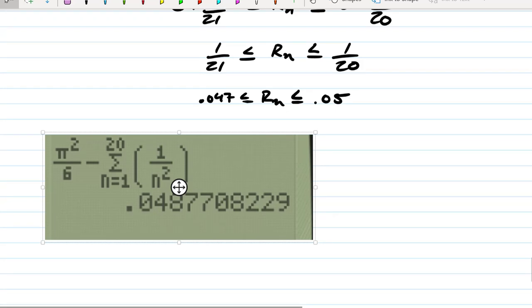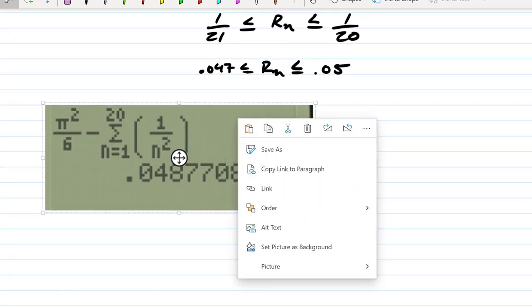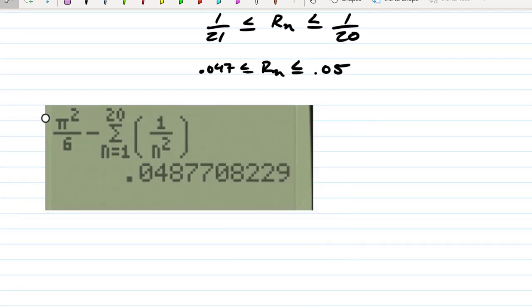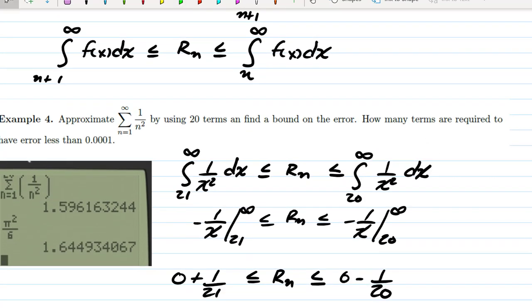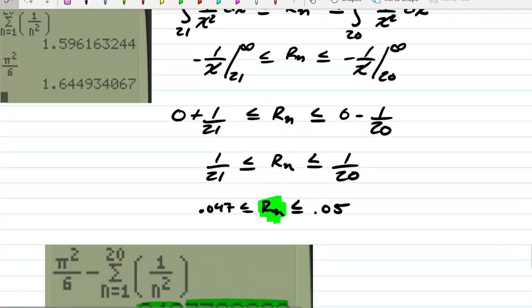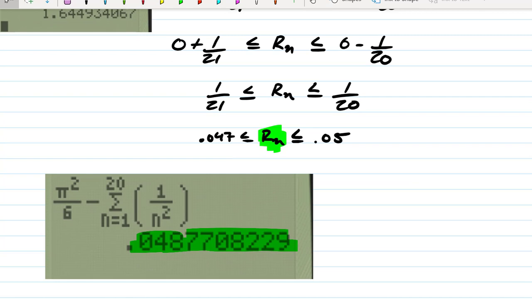And we'll notice that indeed the actual amount, which we were able to find this time, so our remainder, which is this value, is in between those two things, right? So the actual remainder that was left was 0.04877. We were only able to do that because I happened to know that the sum of this series, as n goes from 1 to infinity of 1 over n squared, equals pi squared over 6. In general, we won't know that and be able to verify it.